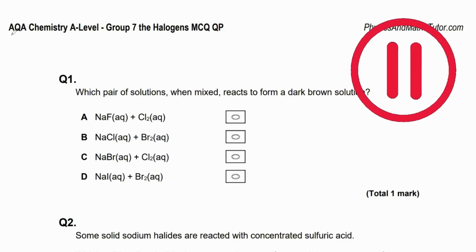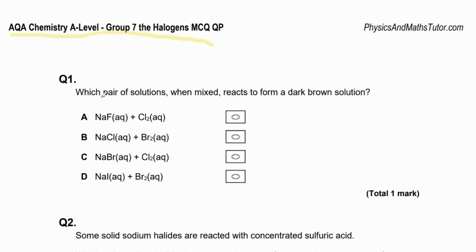Which pair of solutions, when mixed, reacts to form a dark brown solution? Check out my underlining. Awesome. So we're looking at which pair of solutions is going to give us a dark brown solution in the products. All right, let's get into it.